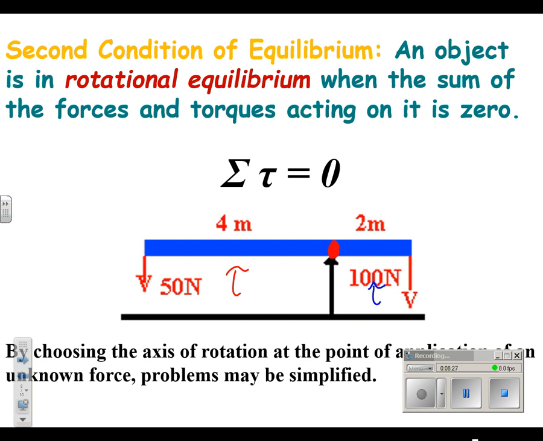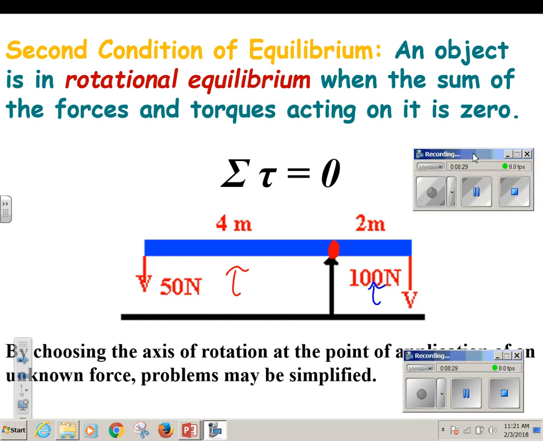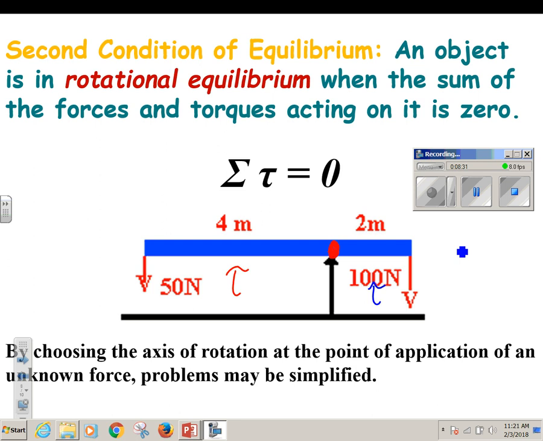Okay? So let me move my little box here so we can look at it. So by choosing the axis of rotation, which is at the point of application of an unknown force, so like if I didn't know what this force going up was, if I took it out of the equation, then I'd be able to find some problems. So we'll talk about how we can choose that unknown force, and if we make it our rotation spot, we actually can take it out of the equation.